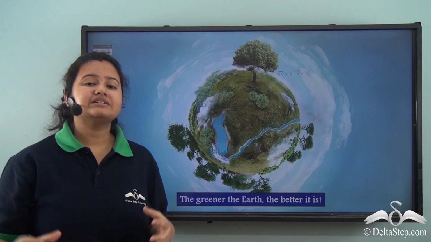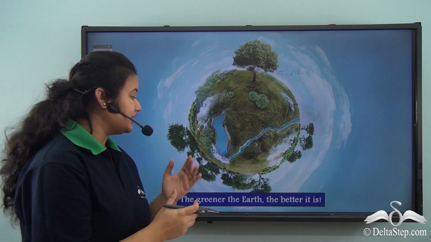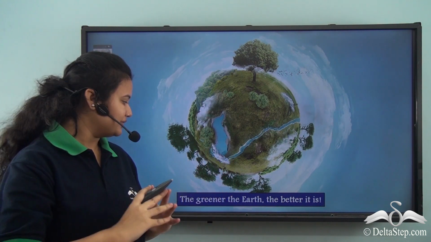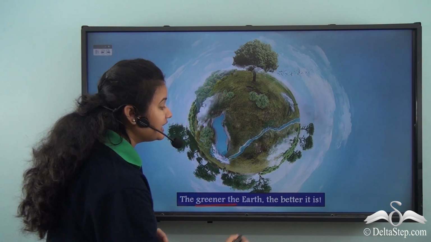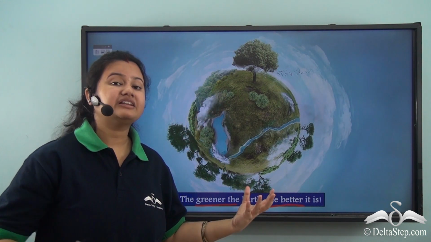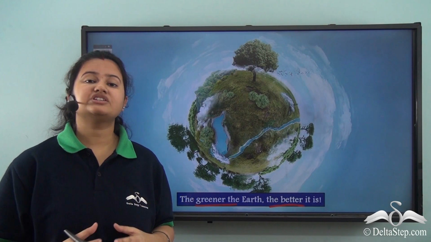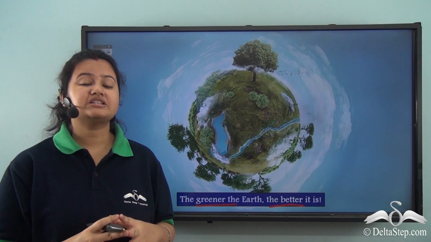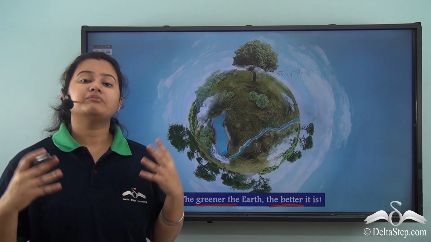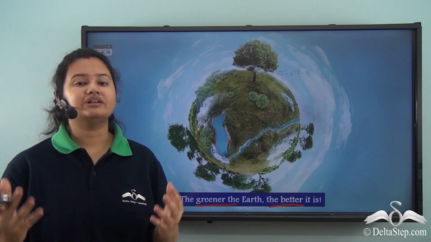So, by planting more and more trees, we will not only make our earth greener but also beautiful. And we must remember that the greener the earth, the better it is. That is, a green earth is a better place to live in. So instead of cutting down trees for our own selfish purposes, we must actually plant trees. The more trees there are around us, the better a place it will be to live in.